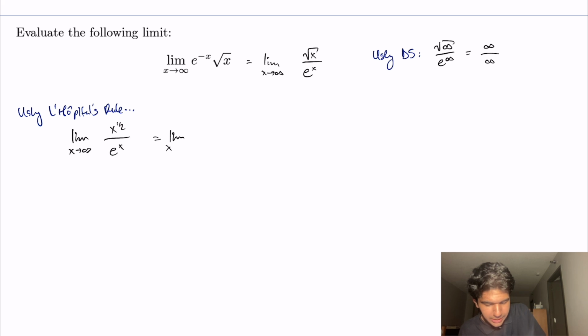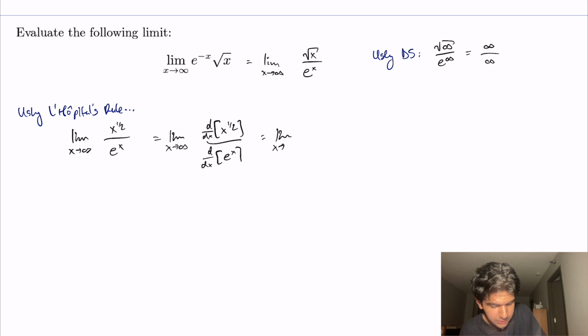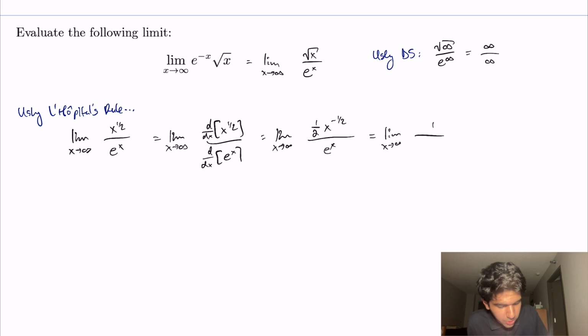That will be equal to the limit as x approaches infinity of d/dx of the numerator divided by d/dx of the denominator. And now we can compute these derivatives on their own. The derivative of x to the 1/2 power is 1/2 x to the negative 1/2 power, and the derivative of e to the x is e to the x. We can rewrite this again now since I'm not a big fan of negative exponents. So this is the limit as x approaches infinity of 1 over 2e to the x times the square root of x. And now we can try using direct substitution again.